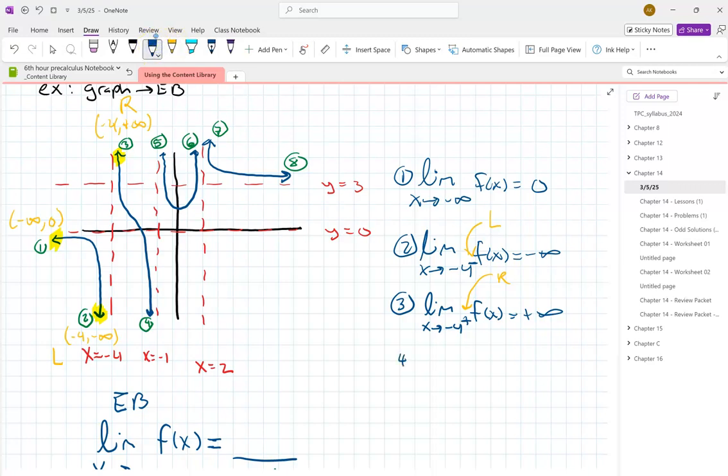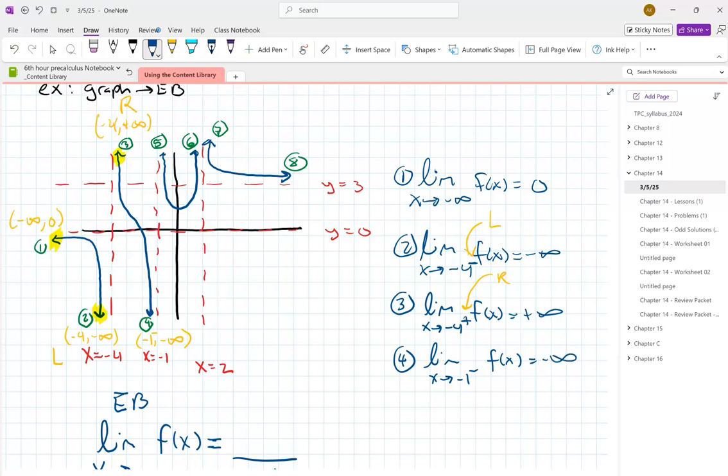Let's go on to number 4. That point looks like it's at -1, but it's the left side of -1, and it's pointing down, so -infinity. Is everybody okay with that? So we write our next limit: as x approaches -1 from the left of f of x equals -infinity.